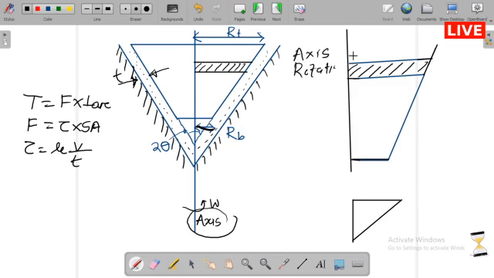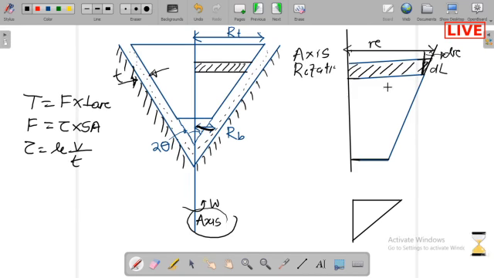Suppose this strip has a radius from this axis. Suppose this is my radius, small r. And this inclined distance, suppose this one is my dl. If you draw a perpendicular to this one, if you join this corner, suppose this distance is dr.